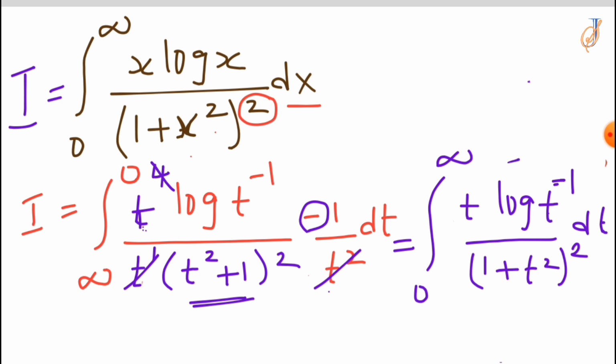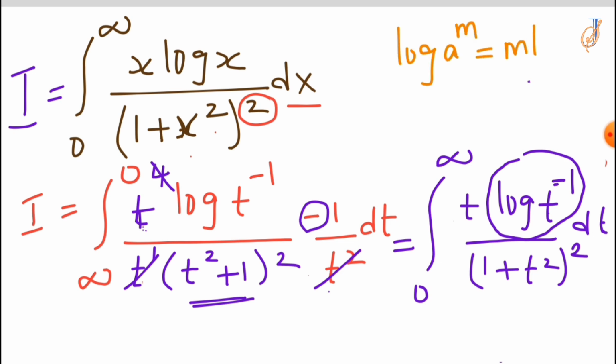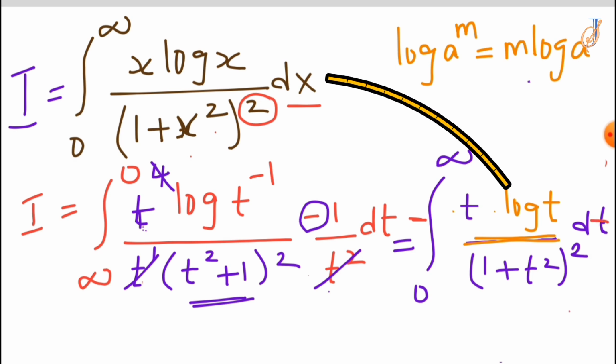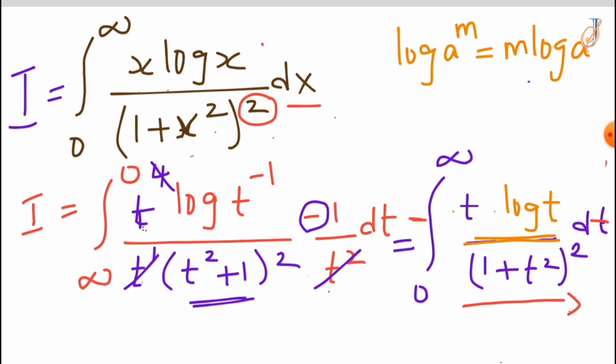And observe this logarithm term. We have log t power minus 1. It is in the form of log of a power m. The formula is m times log a, isn't it? So we can write this as minus 1 times log t, so minus t log t over 1 plus t power 2 whole power 2 dt. Do you observe this? It is same as our given function x log x over 1 plus x power 2 whole power 2 dx. So here it is in terms of t, and here it is in terms of x.